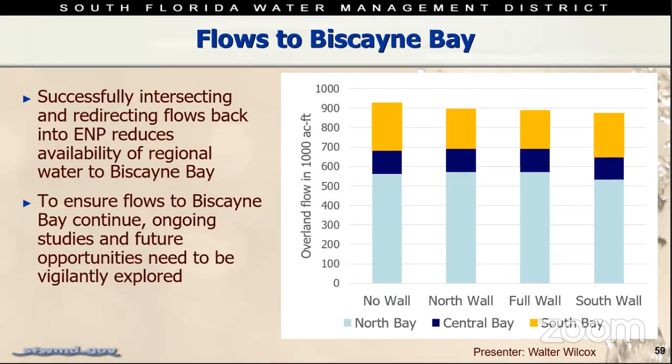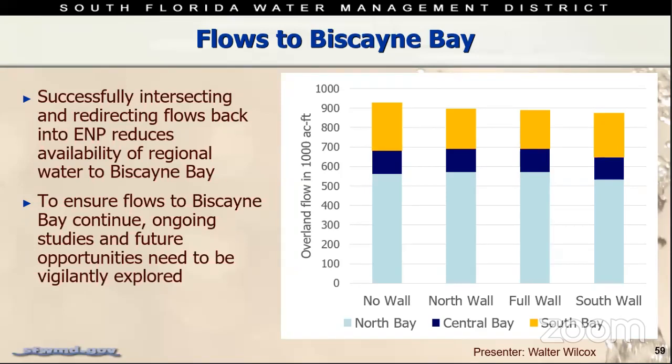The no wall configuration actually has the most flow going to Biscayne Bay. And then as you move from the north wall to the full wall to the south wall, you can see that there are reductions in flow in this round of modeling that decrease flows to Biscayne Bay, and that's a potential thing that we have to be cognizant of. There are some options that we can pursue, and we're obviously looking for others' ideas as well. But there's probably some spatial reallocation.